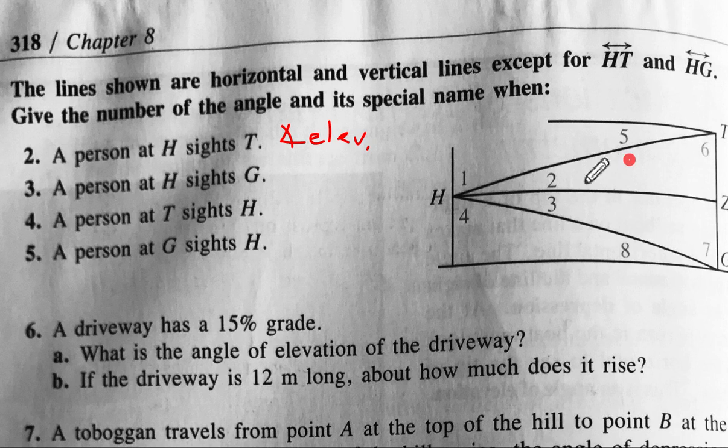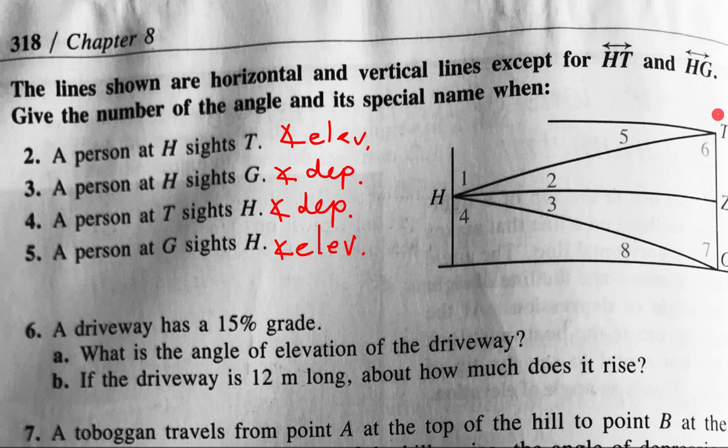A person at H, where's H, sights G. So it's going down. So it's going to be the angle of depression. T sights H. Well, it's going down. So it's going to be the angle of depression. And then G sights H. So it's going up, so it's the angle of elevation. You probably hope the whole test is full of those kind of problems. All right, now the next two get a little bit trickier, so let's try those.